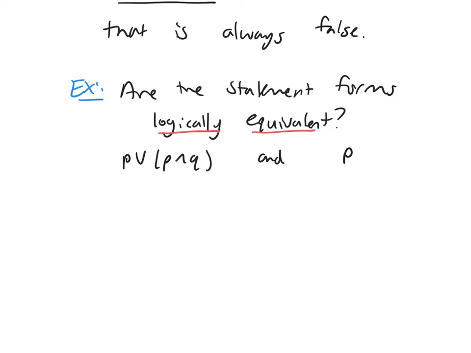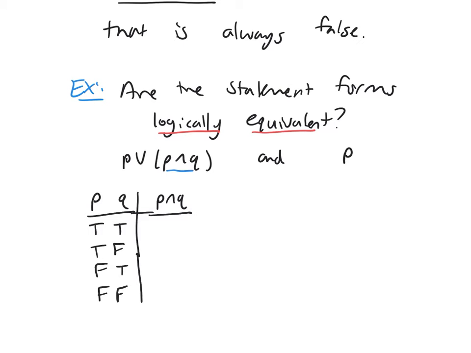So if I look here, how many statement variables do I have? I only have P and Q, so I only have 2, which means I have 4 rows in my truth table. And we're going to make these columns now. So I'm going to need P and Q. And then from here, I can make P and Q. So here we're doing and. So the column would be true, false, false, false.